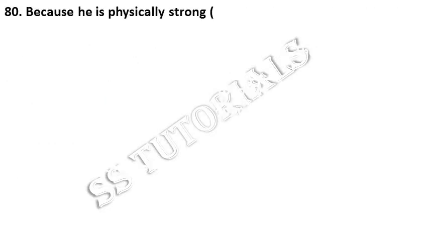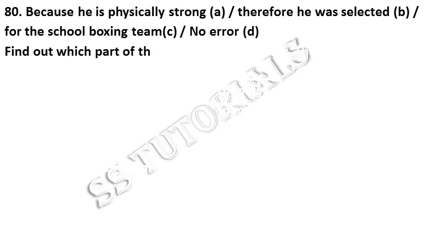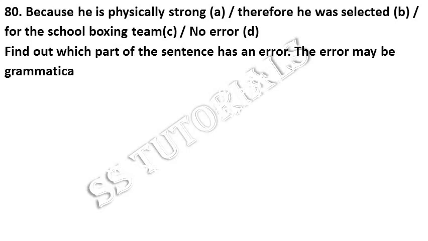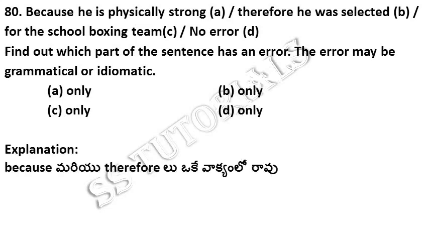Because he is physically strong, therefore he was selected for the school boxing team. No error. Find out which part of the sentence has an error. Answer: B.